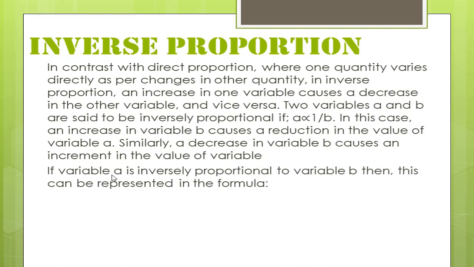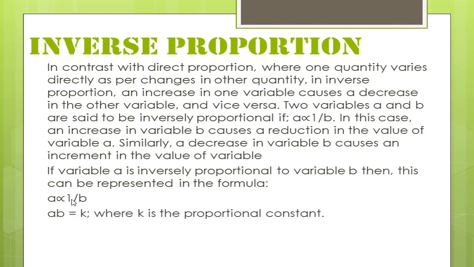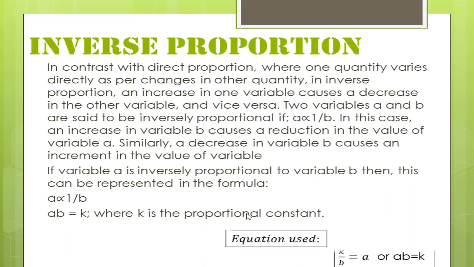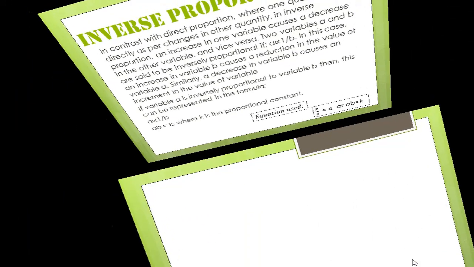Now, if a variable A is inversely proportional to variable B, then this can be represented with this formula: A is inversely proportional to B, or A times B is equal to K, where K is a proportional constant. Now for inverse proportion, we have to be familiar that the equation used must be this one: K divided by B is equal to A, or you can use A times B is equal to K.